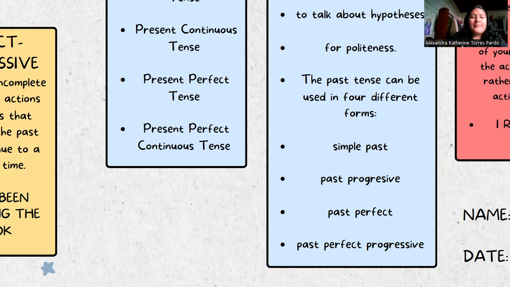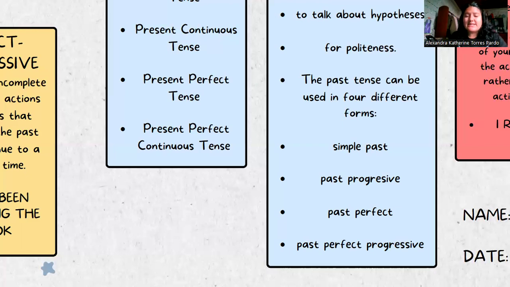Past progressive. The past progressive is used to refer to an action or event that was taking place at a time in the past. It can be used to indicate that an ongoing past action was interrupted by another action, or that 2 past actions were occurring at the same time. The past progressive is formed using the past tense of be, was or were, along with the present participle, the -ing form, of the main verb.